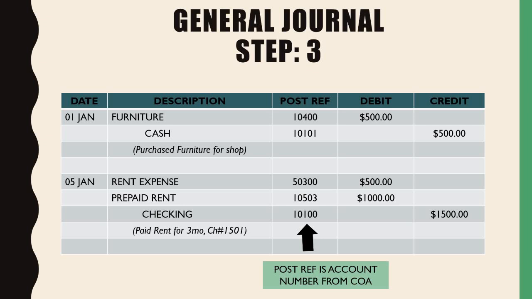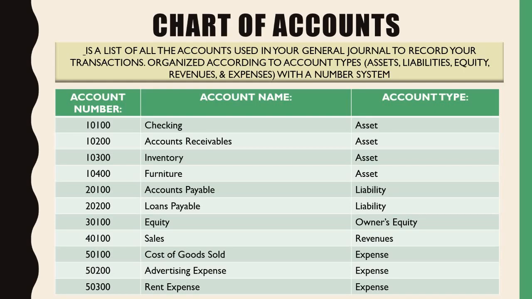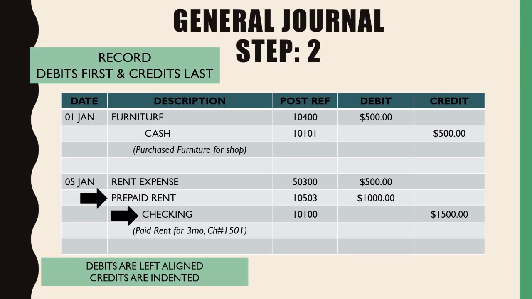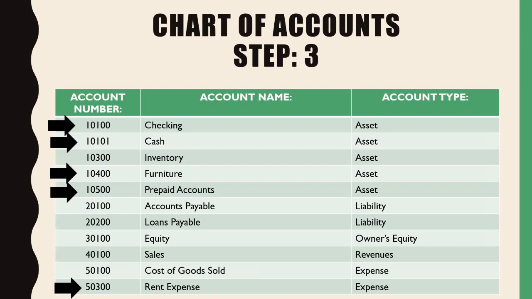Now, it really depends if you choose to do so on your chart of accounts. Do you have a designated account number? If you do, then that's exactly where this post reference is going to refer to. Post reference meaning, in this case, what account am I linking this to? In this case, checking, if you go back to your chart of accounts, checking is 10100. So therefore, that's how I determine my checking account right here.